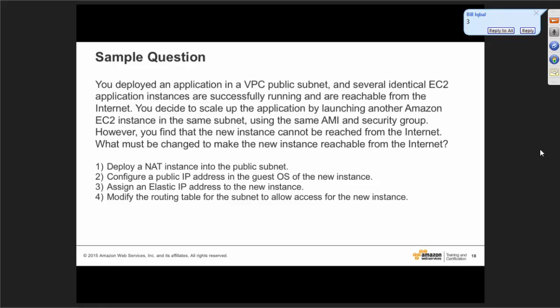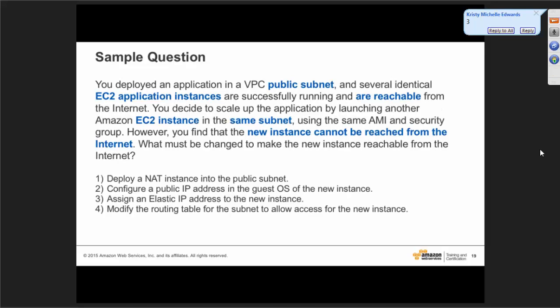Okay, this looks good. Looks like you guys are good at troubleshooting. This could be it. So let's identify the main pieces. Essentially, you have a public subnet. You have some EC2 instances that you can get to. You launch a new one, but you can't get to that new one. So there's something funky about that new one.